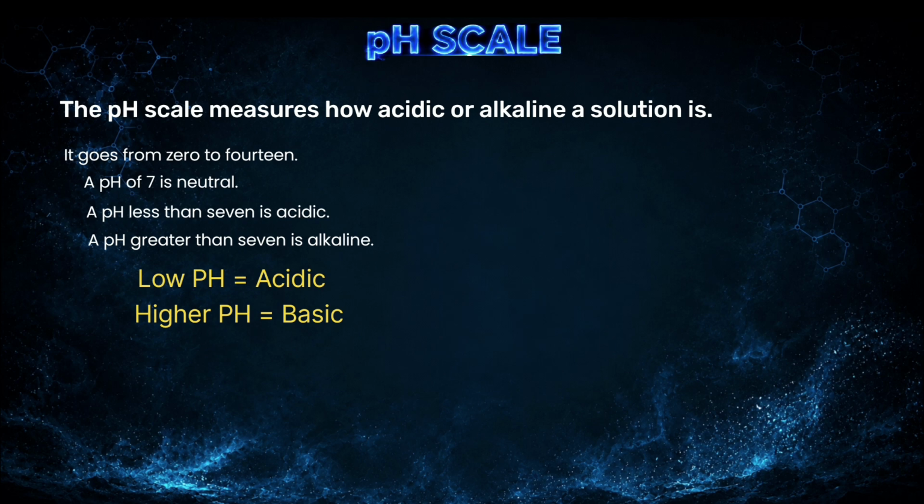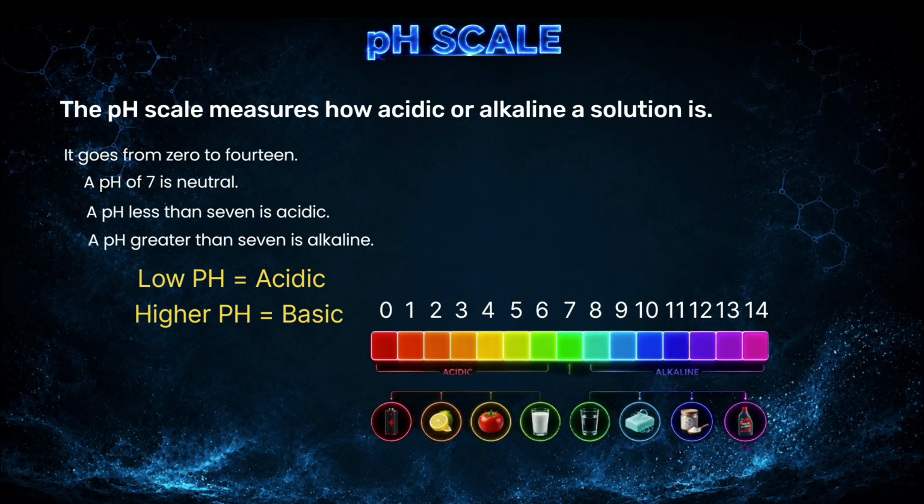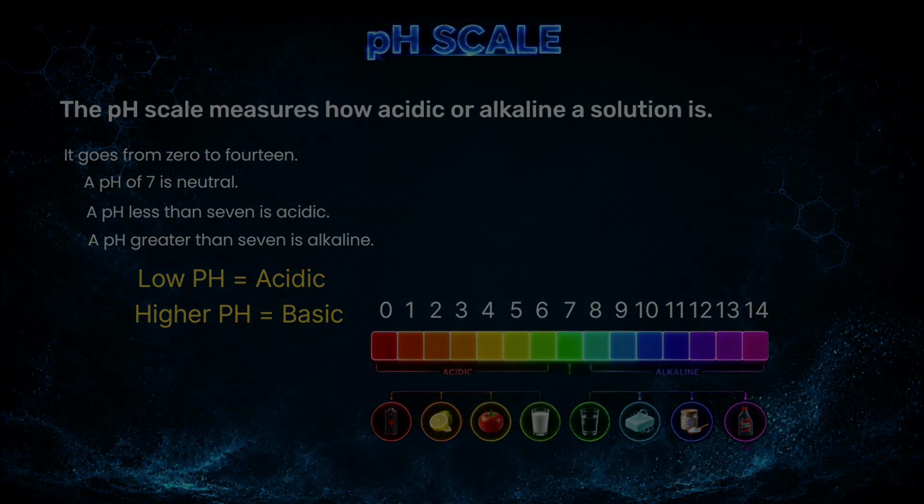For example, battery acid is close to pH 0. Lemon juice is around pH 2. Pure water has a pH of 7. Soap is around pH 9 or 10. Sodium hydroxide solution is close to pH 14.